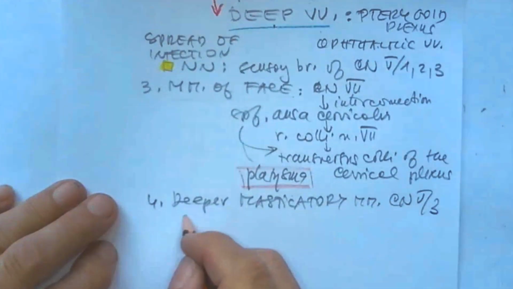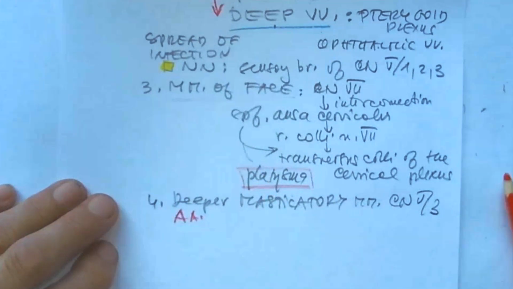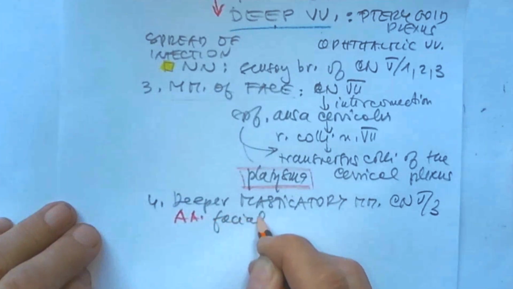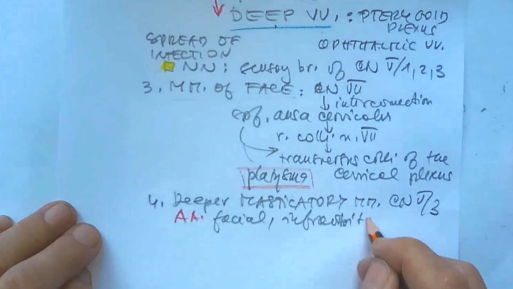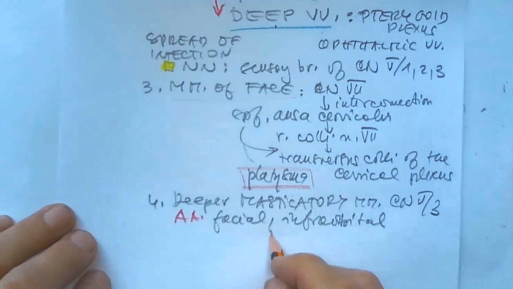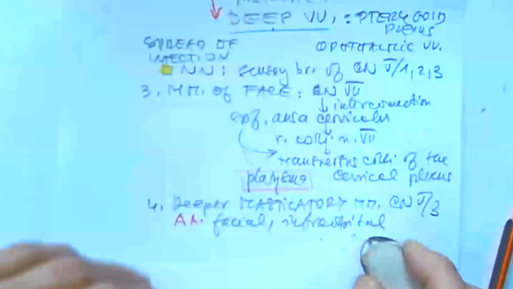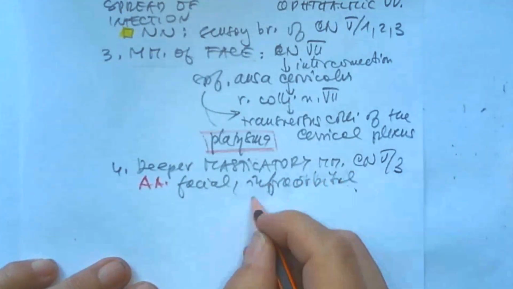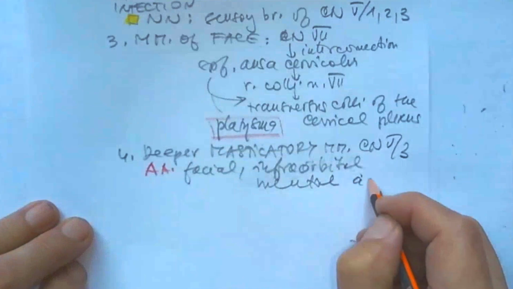At the same level are the arteries, because the arteries are situated within the muscles. So facial artery, infraorbital artery, and mental also, mental artery. Infraorbital and also mental. That's it. Fine. Mental artery.